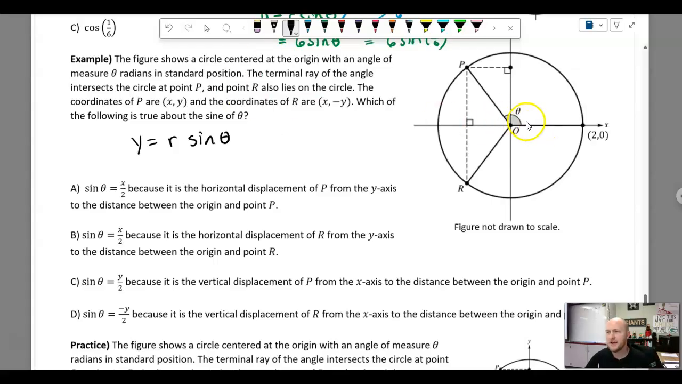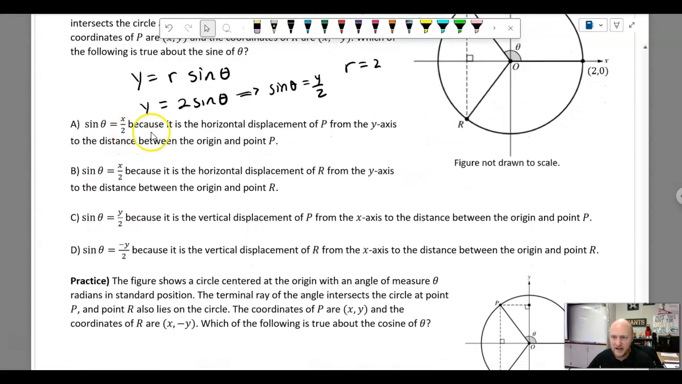Now notice theta is just theta. But looking at the picture, they do tell you that r is equal to 2. So I know that y is equal to 2 sine theta. And so what I can do is rearrange this equation to find sine of theta. If I divide both sides by 2, sine theta is equal to y over 2. So let's go ahead and check out what we got. Sine of theta equals x over 2? No. B, no. It's not x, it's y over 2.